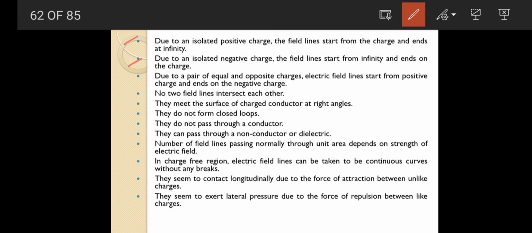These two properties are over. And the third property, due to a pair of equal and opposite charges, which means that when we have positive and negative charges one beside another, then electric field lines start from the positive charge and end at the negative charge.